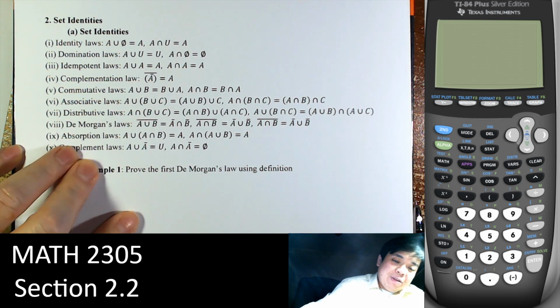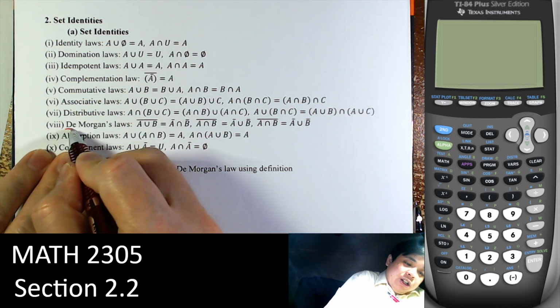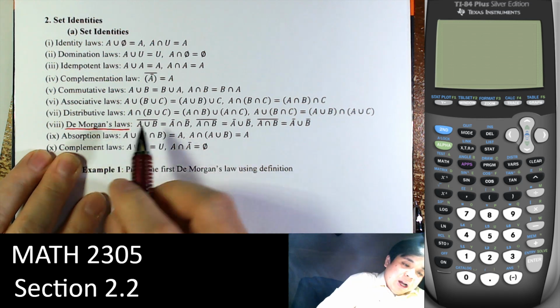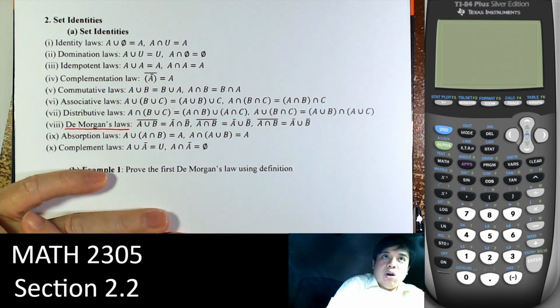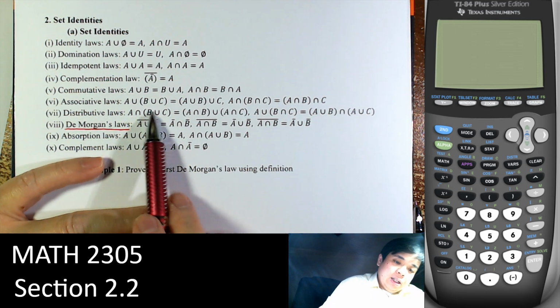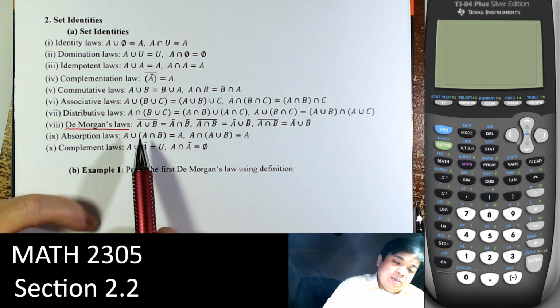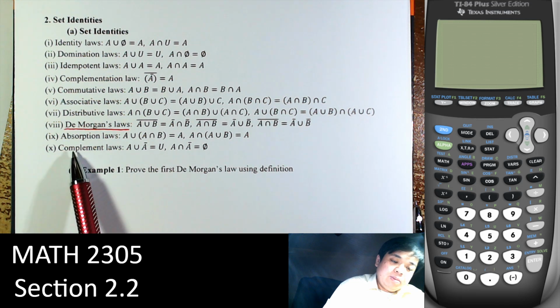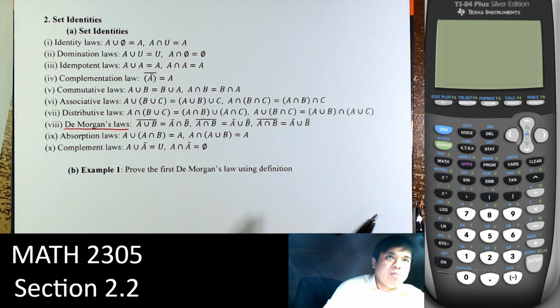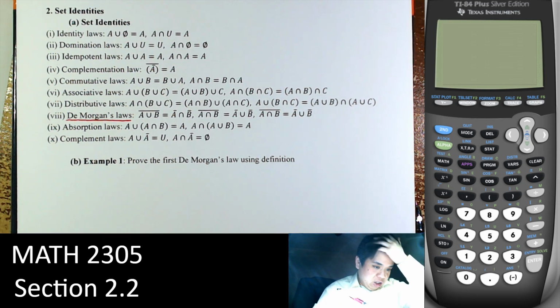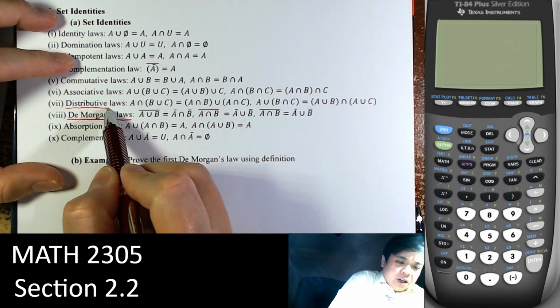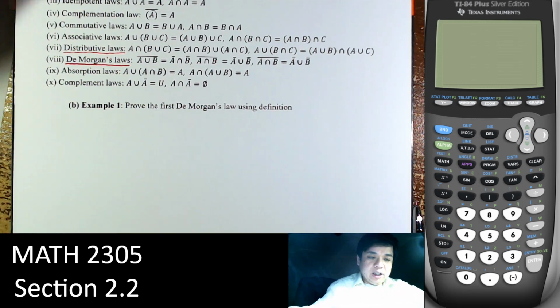Now, similar to logic, there is De Morgan's law. By the way, the distributive law is also in logic. So that's what we have, and then the absorption and complement laws. Pretty much that. Pay attention to De Morgan's law and the distributive law, because this is exactly like what we have in logic.